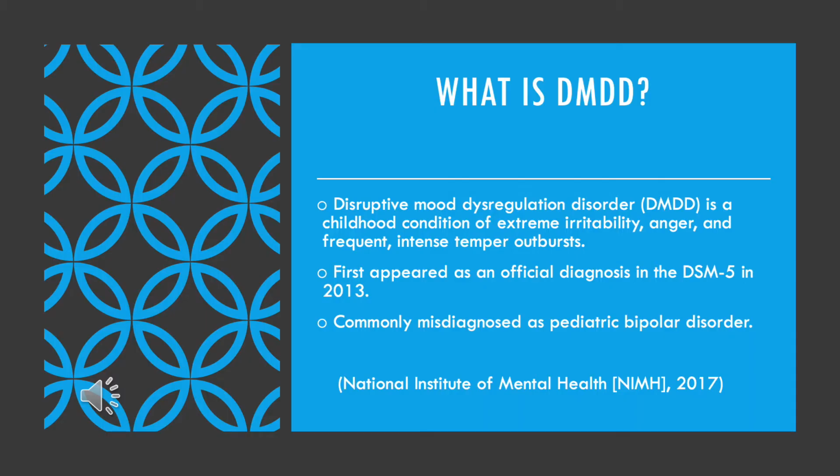Disruptive Mood Dysregulation Disorder, or DMDD, is a childhood condition of extreme irritability, anger, and frequent intense temper outbursts. It first appeared as an official diagnosis in the DSM-5 in 2013 and is often misdiagnosed as pediatric bipolar disorder because many of the symptoms are similar.